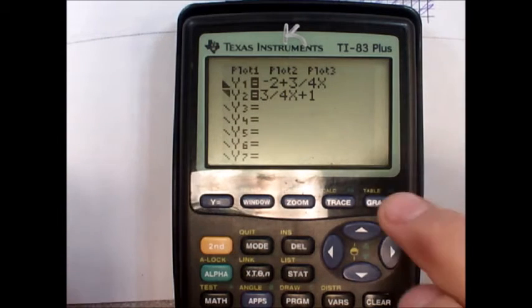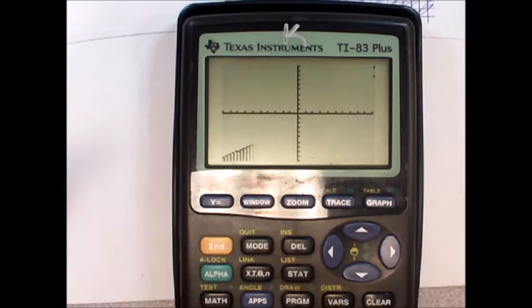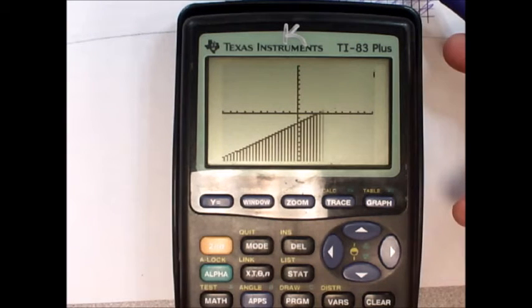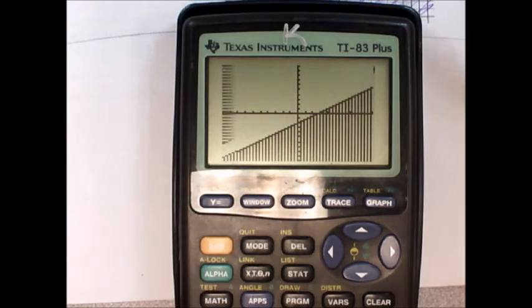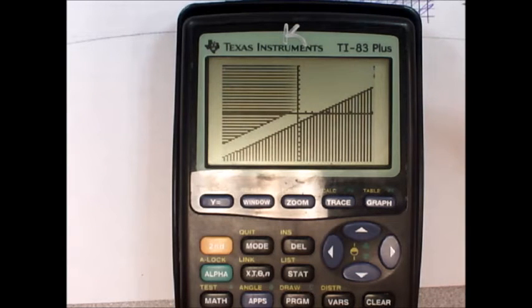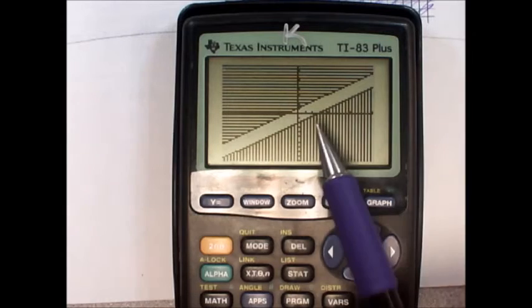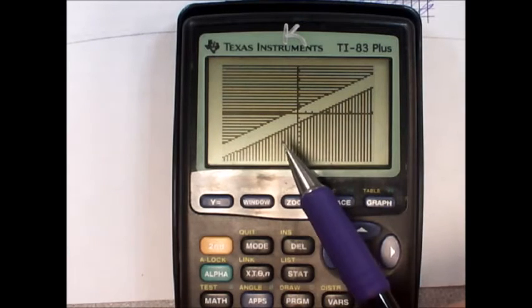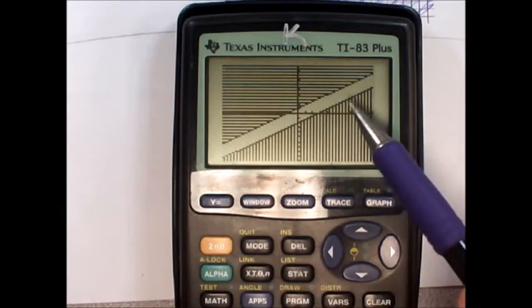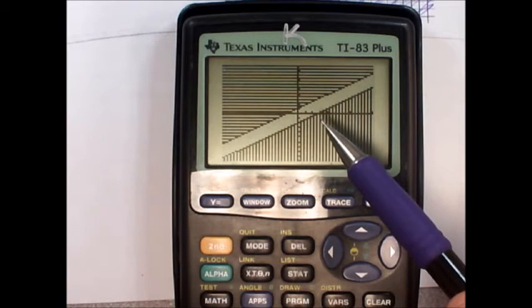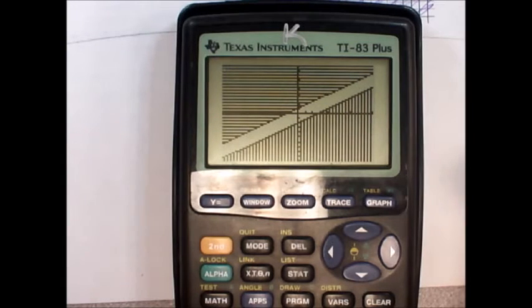Alright, here we go. Press graph, and you should see exactly pretty much what we did right there. They will shade it for you. Such beautiful lines, right? So because there is no overlap, there is no solution. Because there is no overlap, there will be no solution for this system.